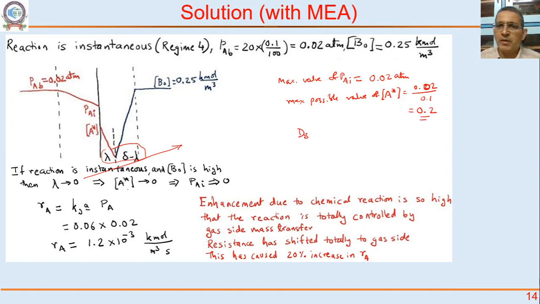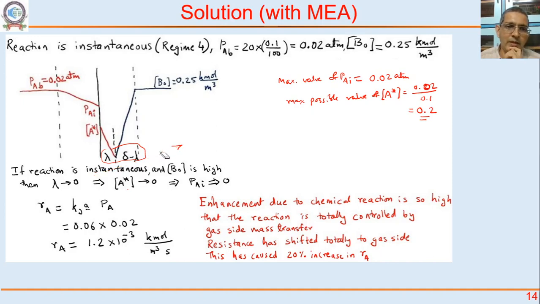What is dB B naught by Z dA A star? dB by dA is 0.64, diffusivity of MEA divided by diffusivity of H2S. Z is 1. B naught is 0.25 and this is 0.2. Right? So it is comparable. It is almost 1. It's not that it is very high, but why is that? We are in regime 4. Okay, it's almost 1. We are in regime 4.